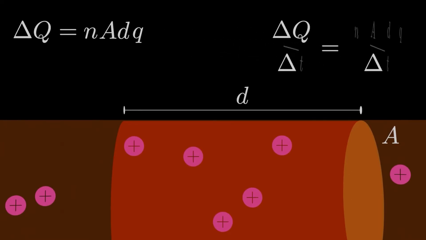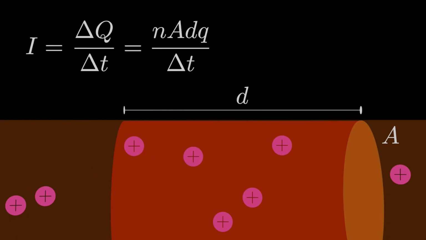Therefore, if we just divide both sides of the equation by delta t, the time interval, we end up with the current through the wire on the left-hand side. The current is just the amount of charge in that region, delta capital Q, divided by the time interval delta t, during which the charge passes through the cross-section.